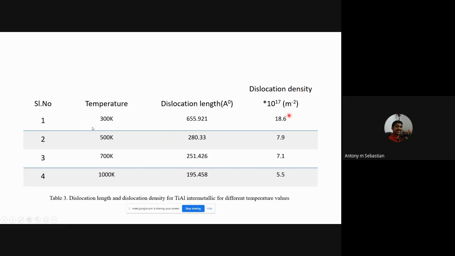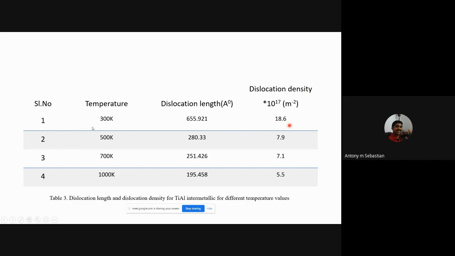You can observe that the dislocation length has decreased, and dislocation density, which is the ratio of the dislocation line length to the volume of the simulation box, has also decreased considerably from 18.6 into 10 raised to 17 per meter square to 5.5 into 10 raised to 17 per meter square. So dislocation density is actually a measure of the dislocation number value. And if dislocation density increases, this means the number of dislocations has increased, and they act as effective obstacles for dislocation motion.